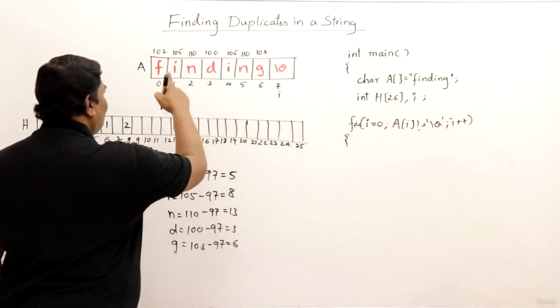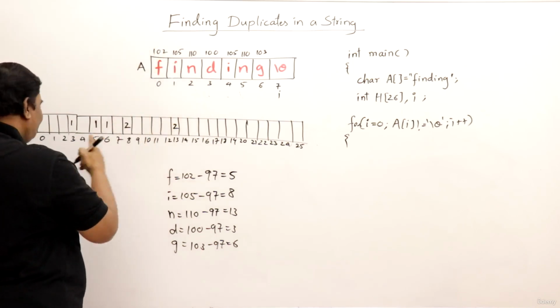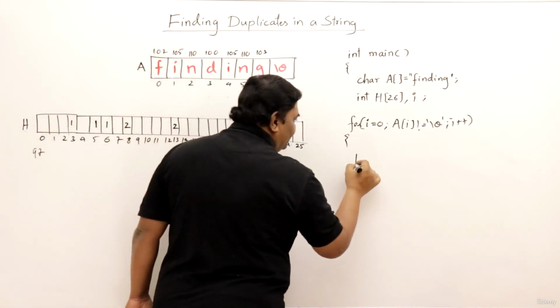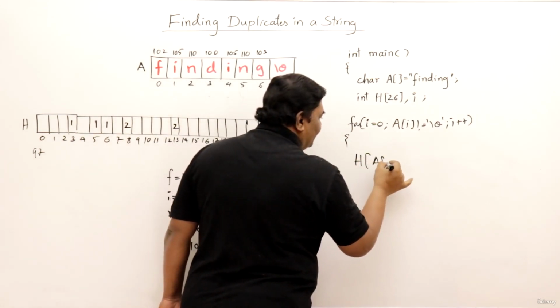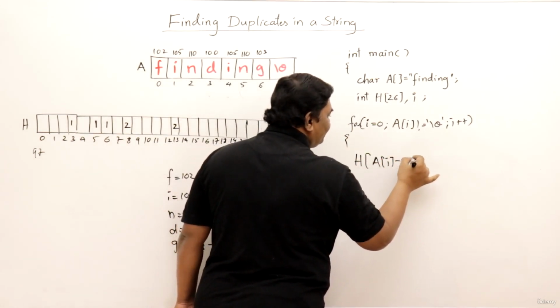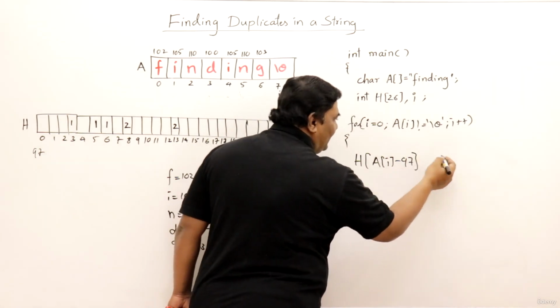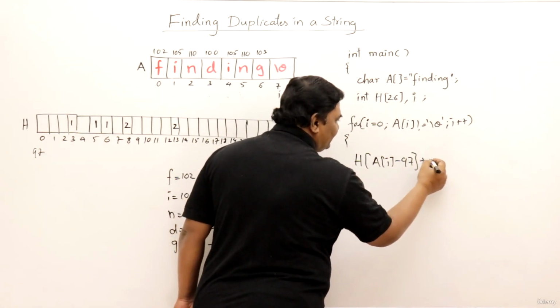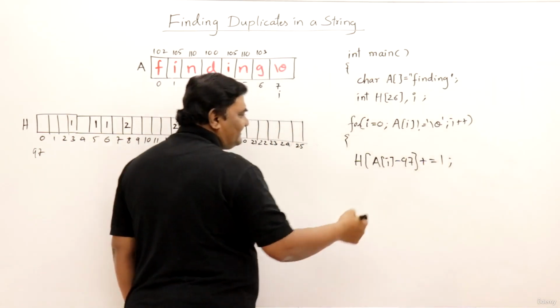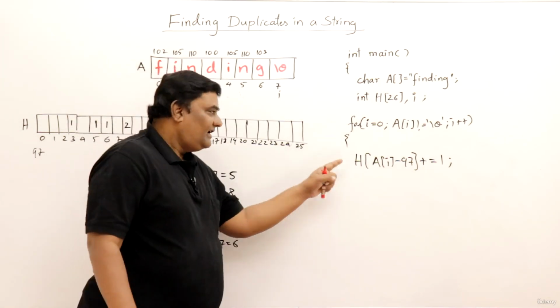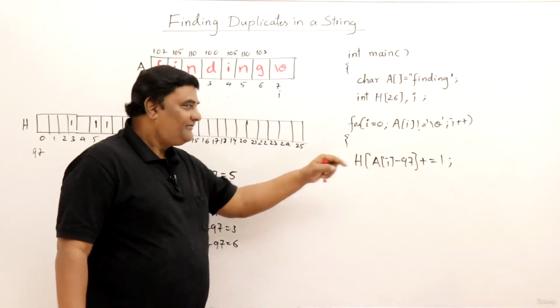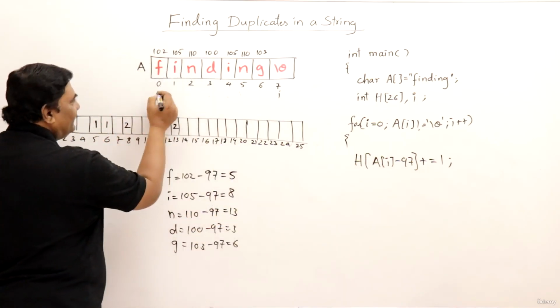Now for every alphabet, whatever it is, subtract 97 and store it in the hash table. So in the hash table, at what index? Whatever A of I is, from that subtract 97 and add 1. So for that I will assign plus assign 1, or I can even say plus plus. So I'm incrementing it.